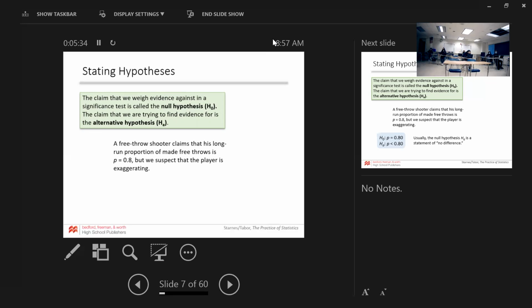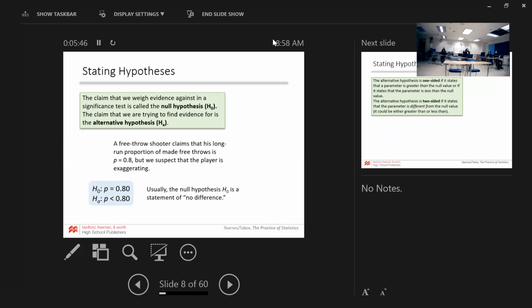So here's an example. Somebody claims that they can shoot 80% foul shots, but we think that they're exaggerating. So we're going to collect some data. You said you can shoot 80% foul shots. So the null is that the true proportion is 80%. Don't put a p hat in there, because p hat is a sample statistic. We're saying that the true proportion, the parameter, is 80%. The alternate hypothesis is you're less than an 80% foul shooter. We think you're exaggerating.